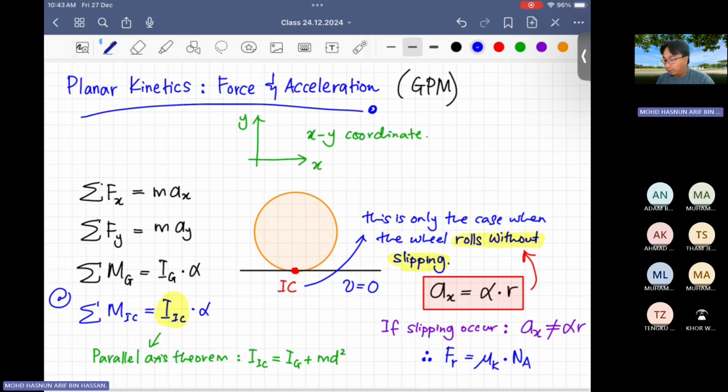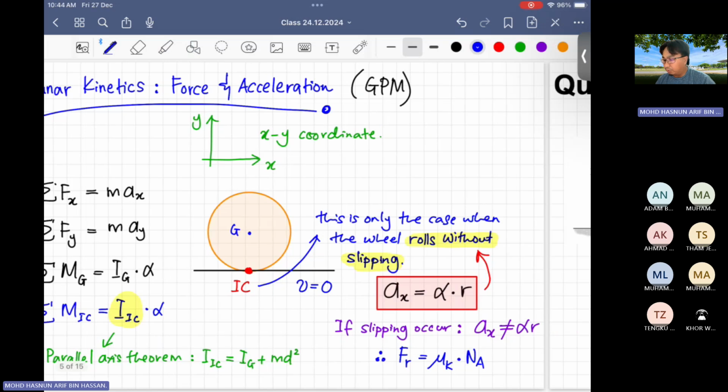So we have three equations. The moment equation can be calculated about G or about the IC. Point G is basically here at the center of gravity, the middle of the wheel. Point IC is at the contact point, given the wheel rolls without slipping. If the wheel slips, then you cannot use IC. That point is not IC. And if it rolls without slipping, you have another equation, AX equals alpha R. If slipping occurs, then the equation cannot be used anymore.